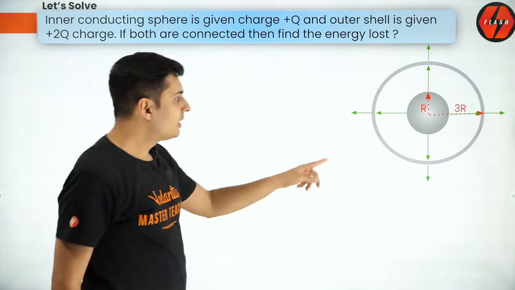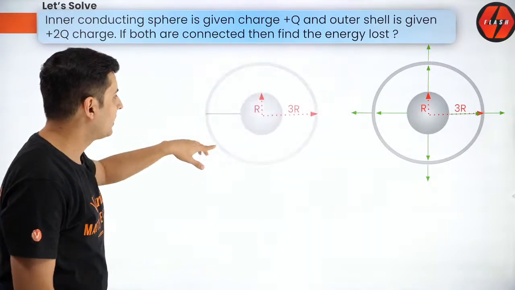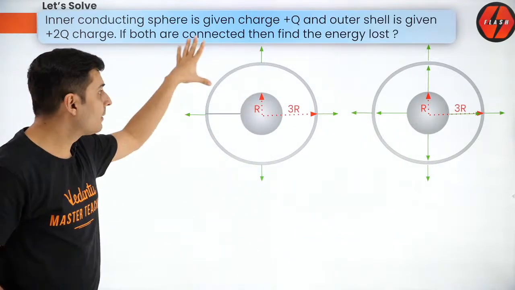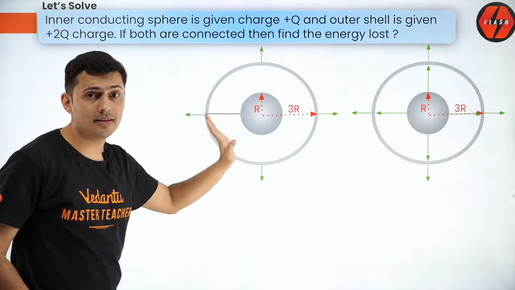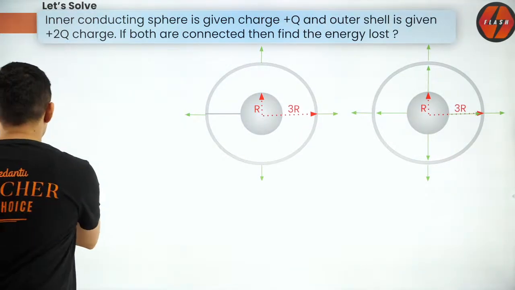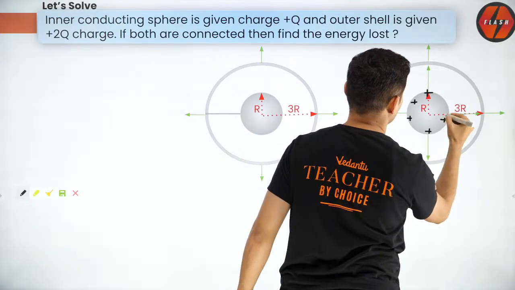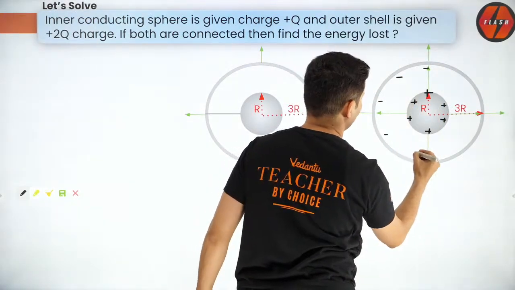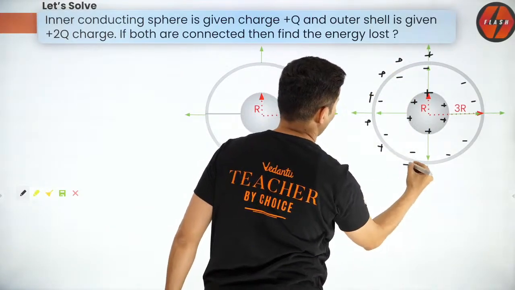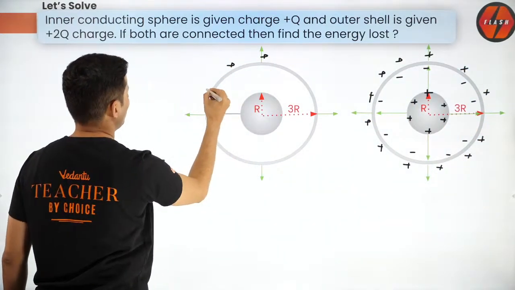So initially there was a field inside the shells, but the moment you connect a wire, the field only remains outside. There is no field inside the shells. I hope this is clear. So I'll just show those charges out here. There were charges like this, and there were charges outside as well. And in this situation, the charges are only outside.